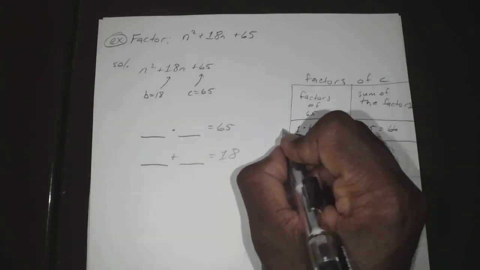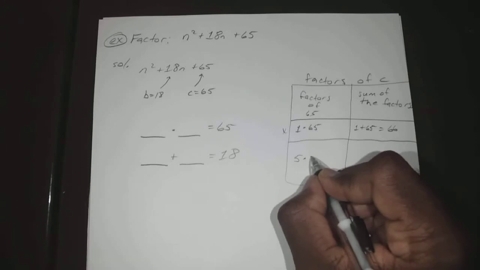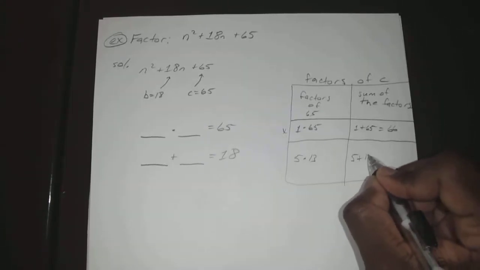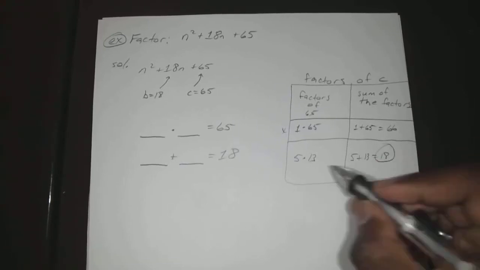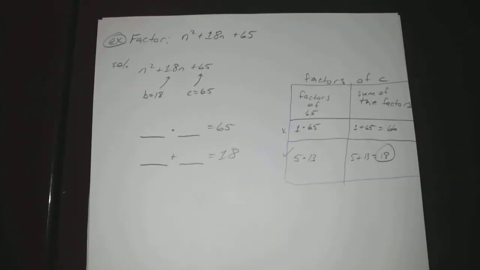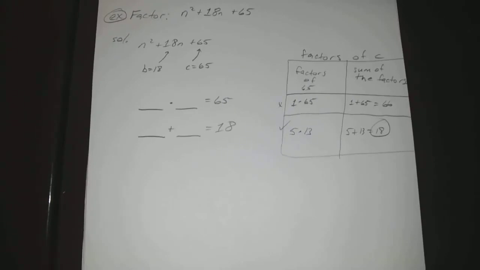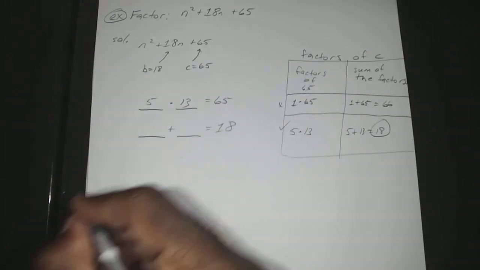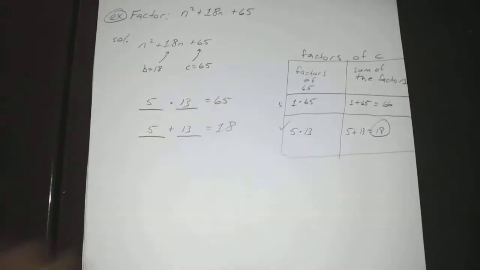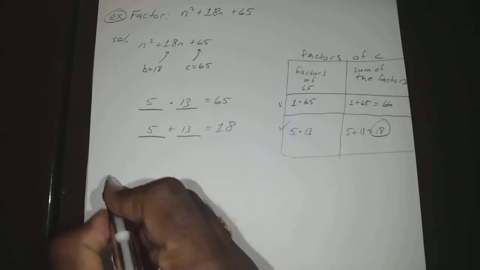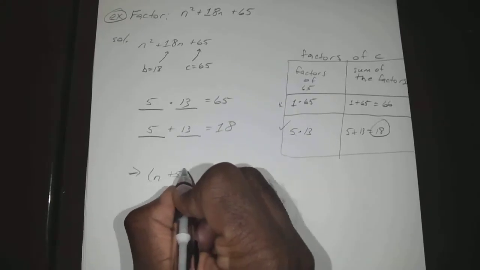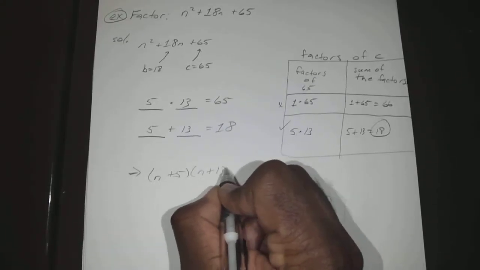Okay. We also have 5 times 13. So 5 plus 13 is equal to 18, which is exactly what we're looking for. Okay, so we know we can use 5 and 13. So 5 times 13 is 65, and 5 plus 13 is 18. Okay, so now we can just go ahead and plug it in. So you have n plus 5 times n plus 13.